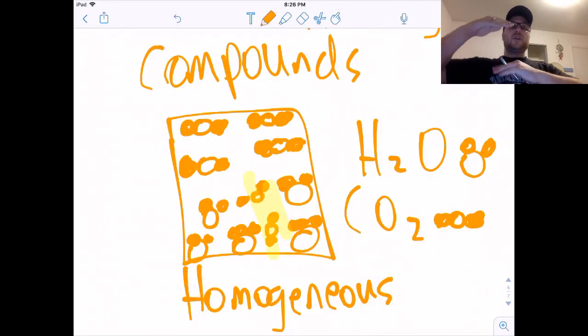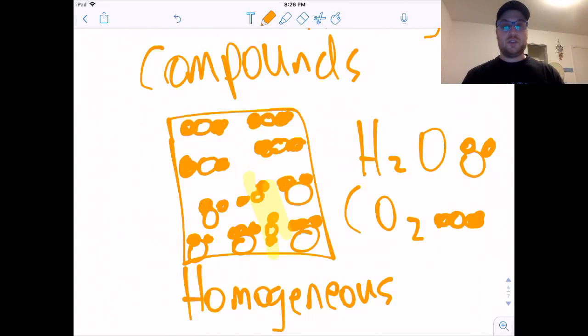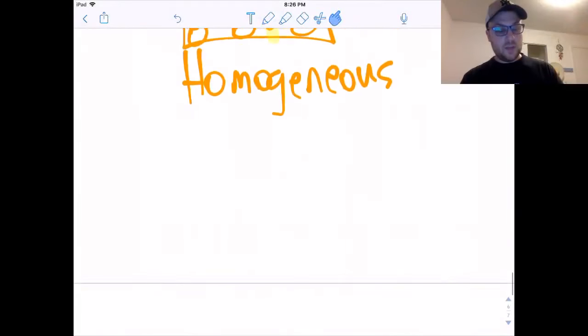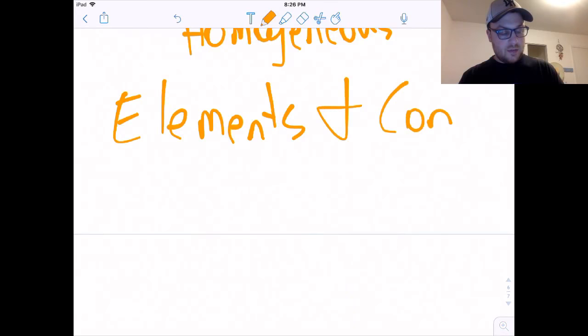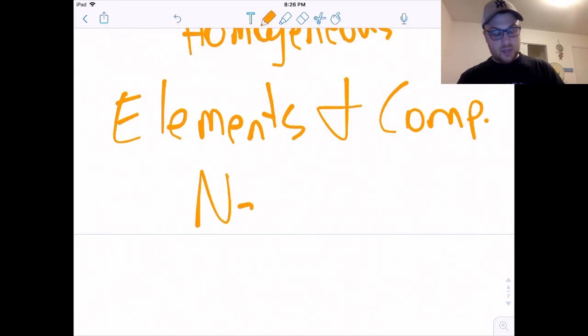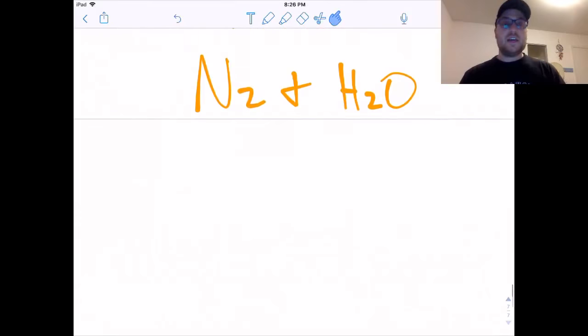Last particle diagrams and compounds. And again, that could be whatever. Let's say you want to do N2 and H2O again. N2 is a diatomic element, so I'm going to draw it with open circles this time. I don't know if I drew it with closed before. I didn't draw N2. So. And then water will be the same Mickey Mouse looking thing.